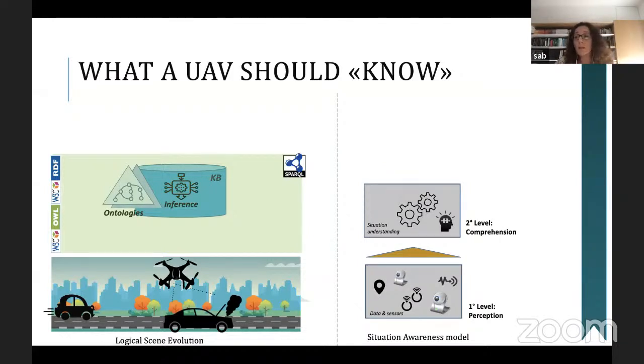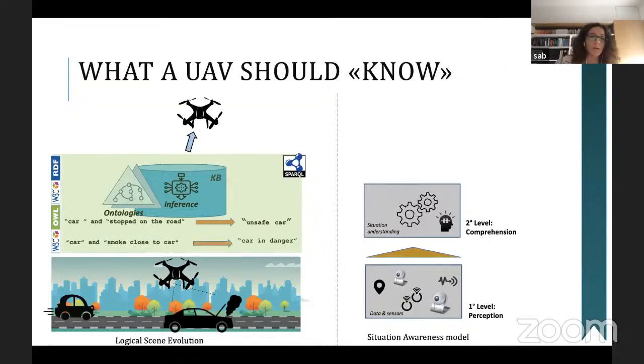And then the comprehension of the scene is achieved by applying some semantic assertions that are the encoding of the information captured at a low level by the drone. So for instance, we can suppose that it can recognize the car. The car is stopped on the road, and then you can deduce that this car is unsafe because it's on the road. All these logical consequences come from the inference that is a part of semantic web technologies.